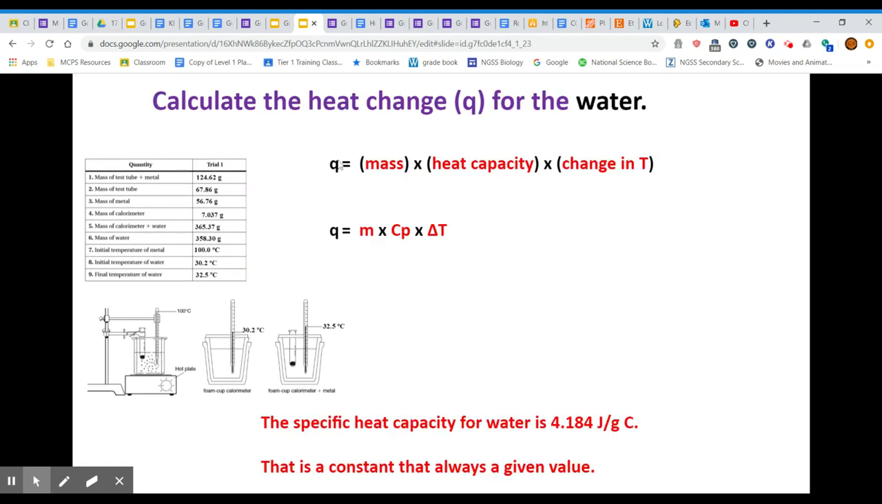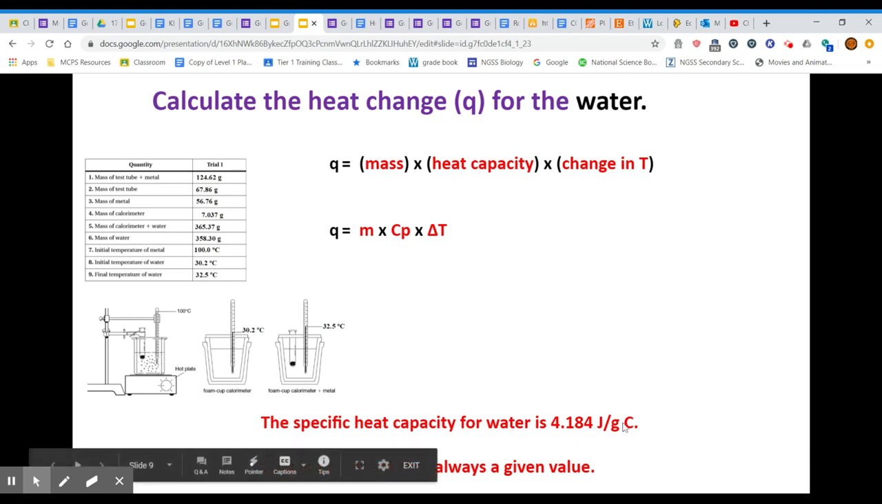Now we calculate the heat change, that is the Q, for the water. Remember the equation that we reviewed in the first presentation: Q is equal to mass times the specific heat capacity times the change in temperature, the change in temperature being TF minus TI. For the water, the specific heat is equal to 4.18 joules per gram degree Celsius. It is a constant value. It depends upon the substance. For the water, it is 4.18.